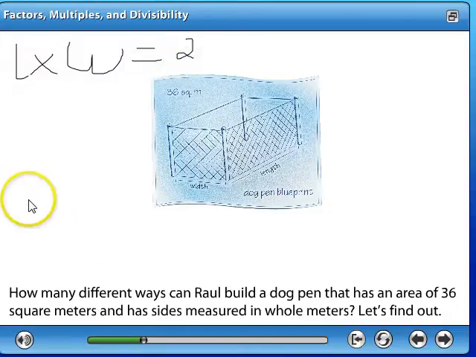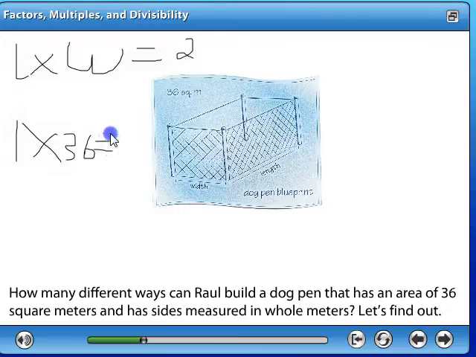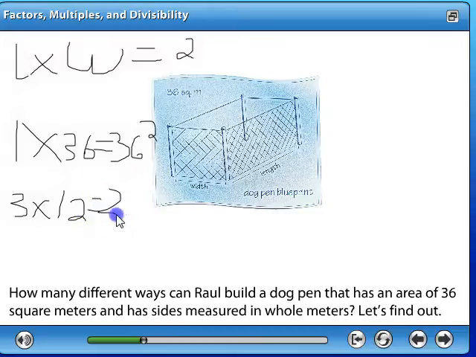So if I take 1 times 36, I get 36 square meters. If I take 3 times 12, that will also give me 36 square meters. Sorry for the horrible handwriting there. It's kind of hard to write with a mouse.